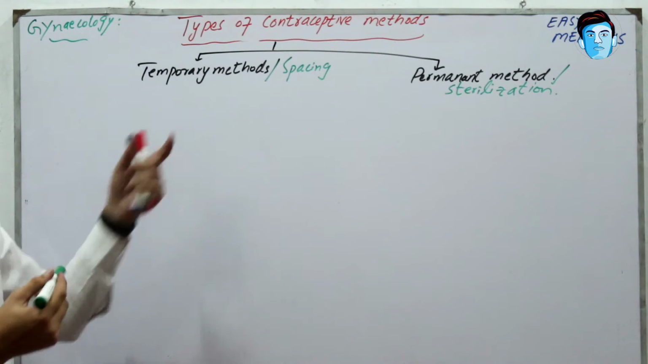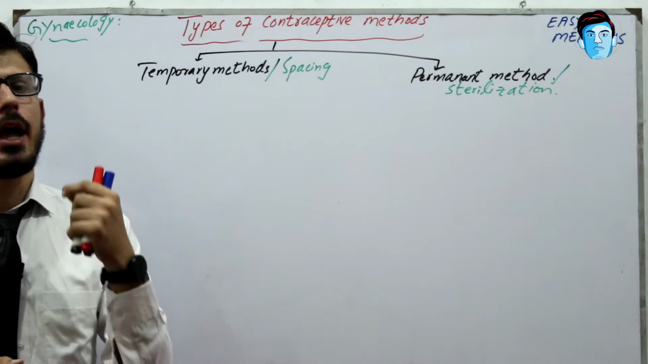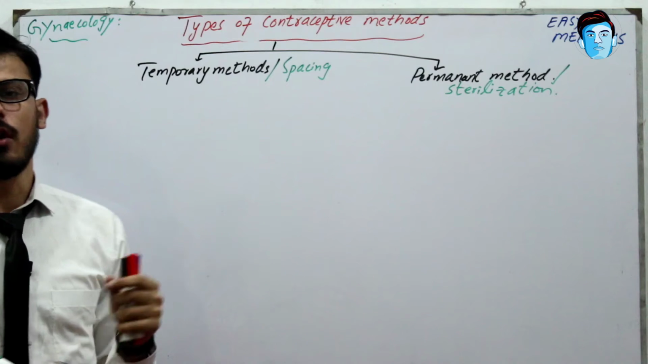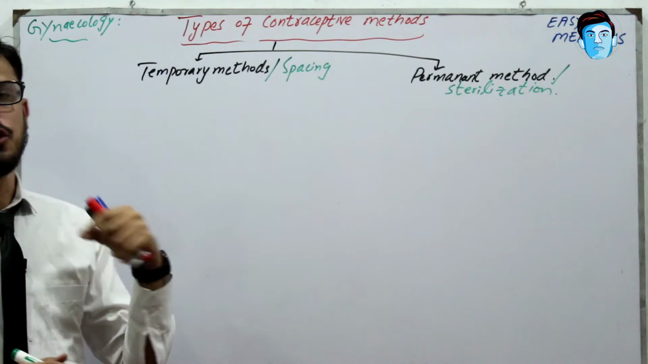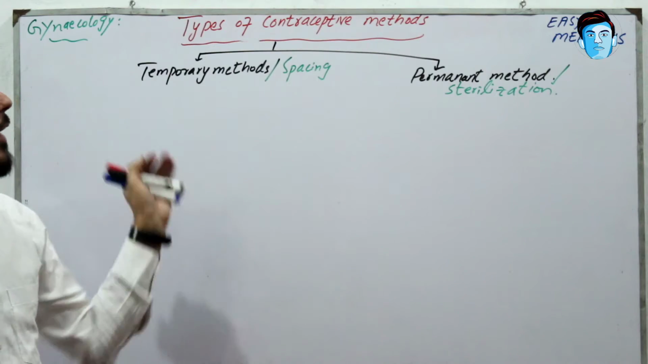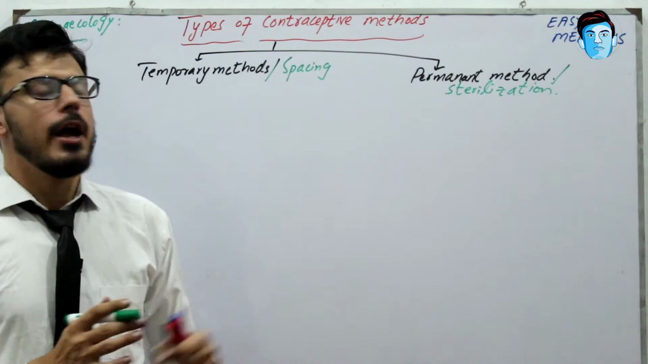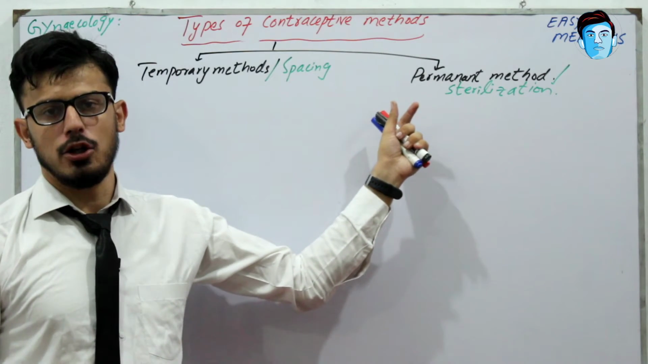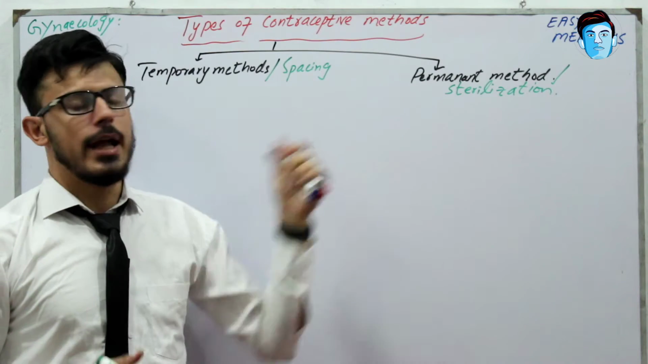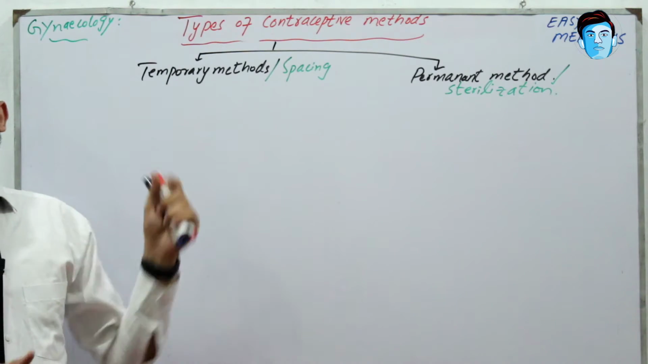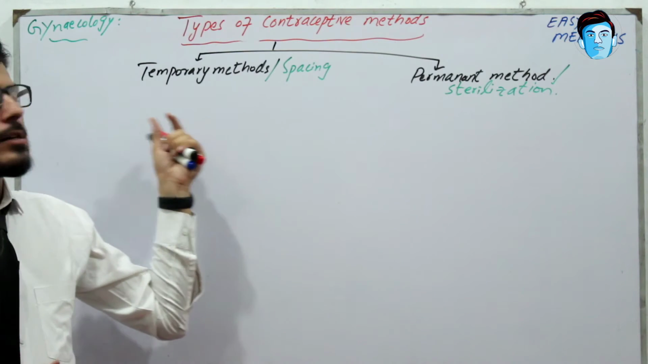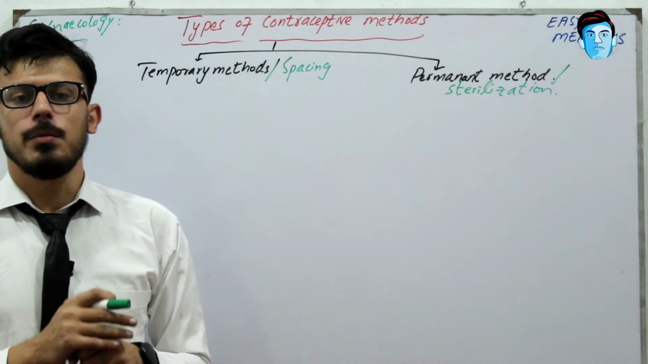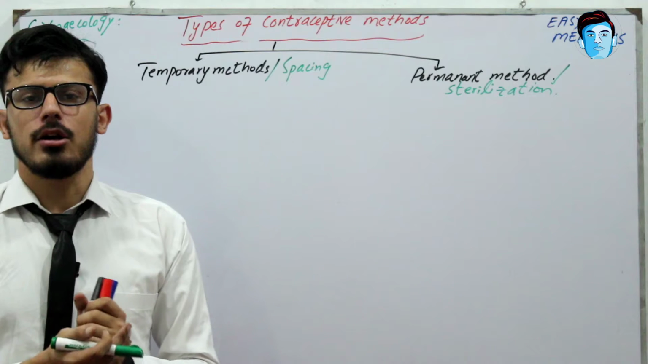We use these methods when we don't need pregnancy. But the moment we remove the temporary contraceptive device, pregnancy can be achieved again. On the other hand, with permanent methods, pregnancy cannot be achieved again once the method is used. That's why it is called a permanent method.